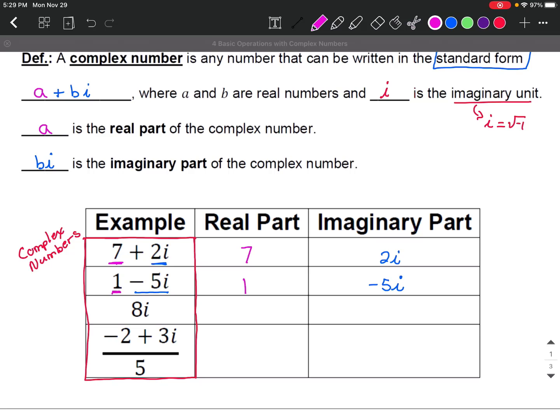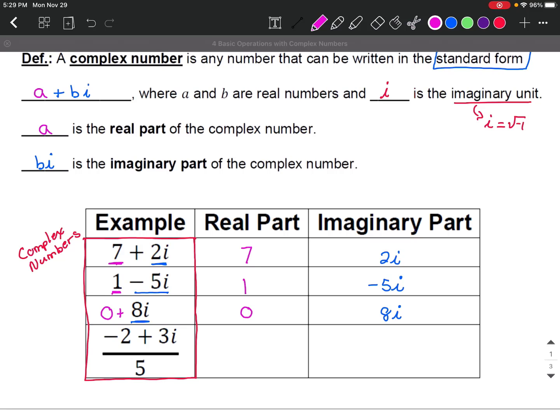Now, if you look at the next one, I can see that the imaginary part is 8i. But what's the real part? What's the number that's being added that doesn't have an i? Well, if you don't see it, it's 0. There is no real part there.